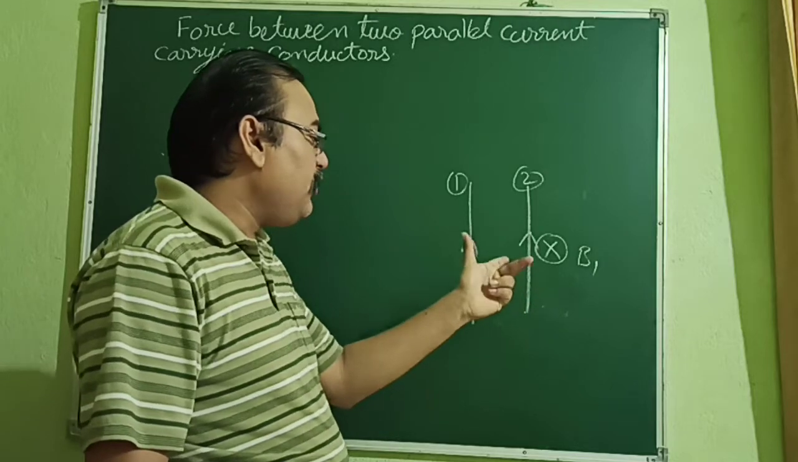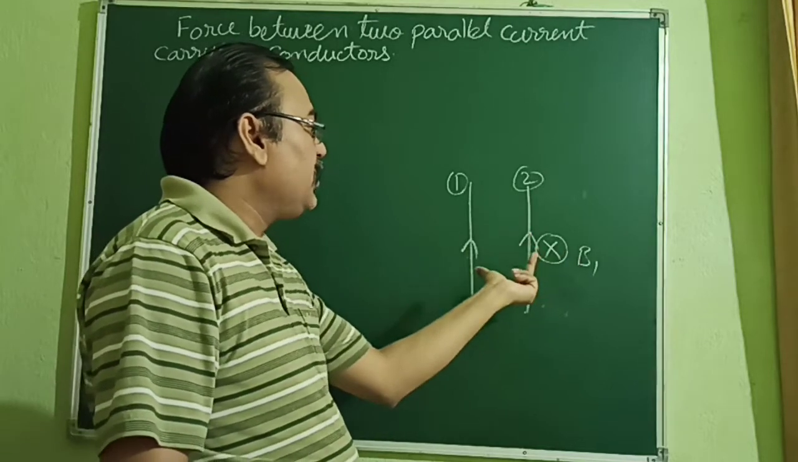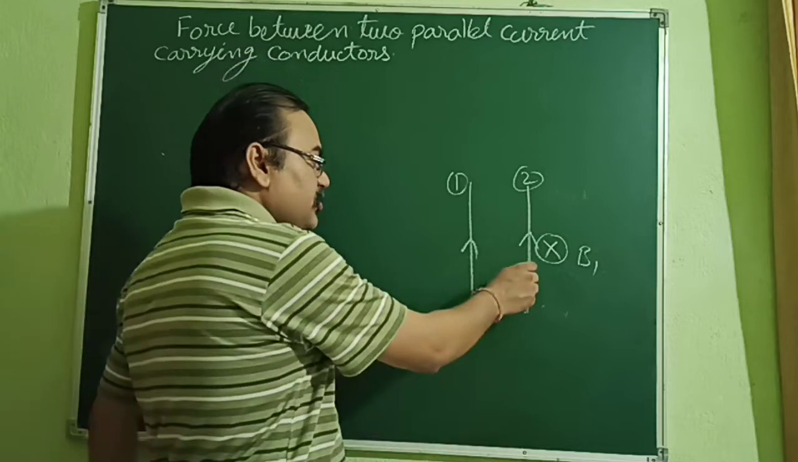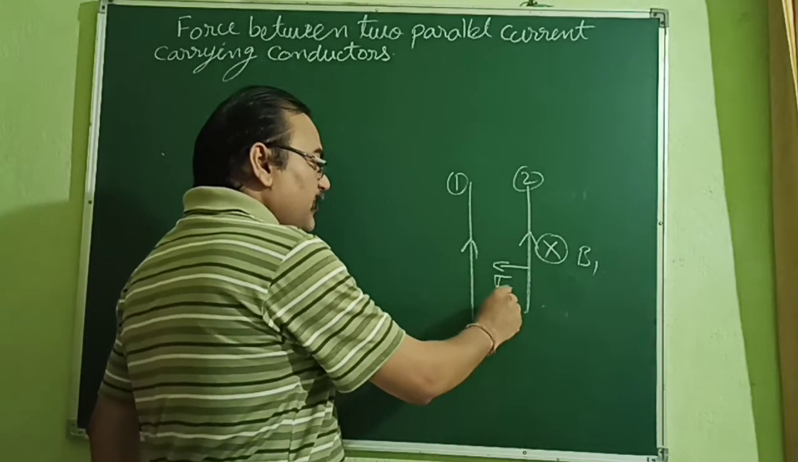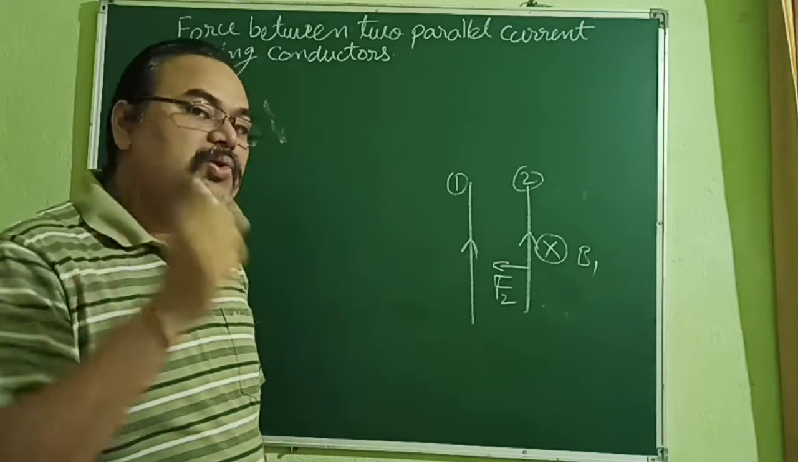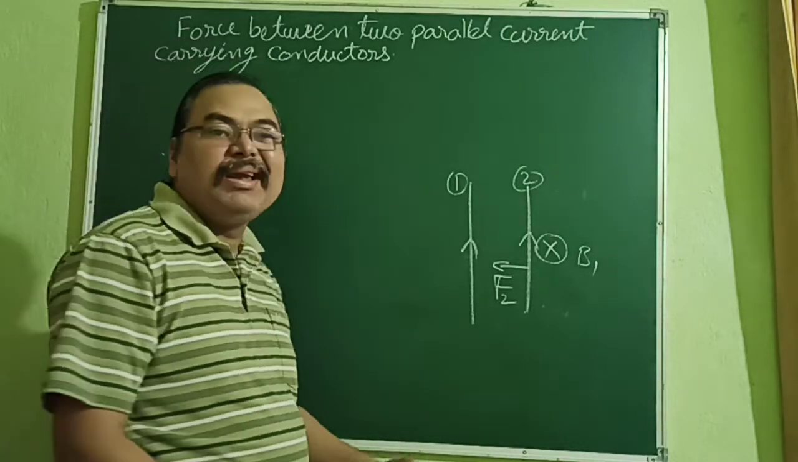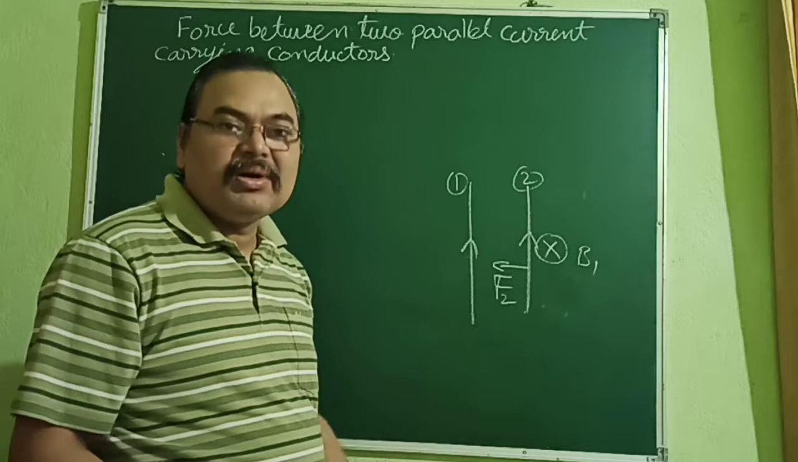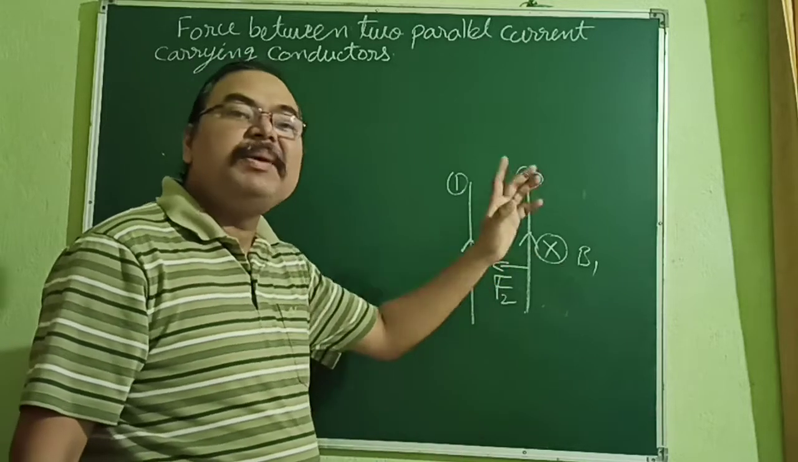See, direction of magnetic field, it is inside. Direction of current is upward. So, the force will be in this direction. In this way, we can find out the force, that is F2. Why F2? Because it is acting on conductor 2. Okay. Even you can write F21 because it is acting due to conductor 1. Okay. Due to magnetic field produced by conductor 1.